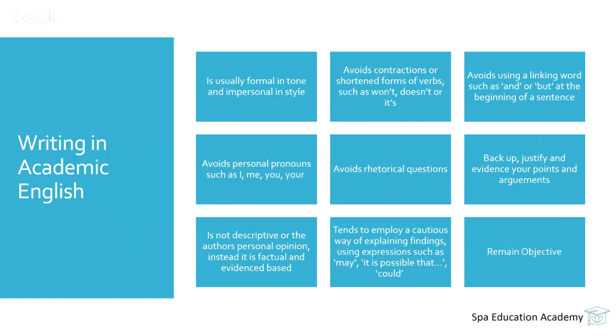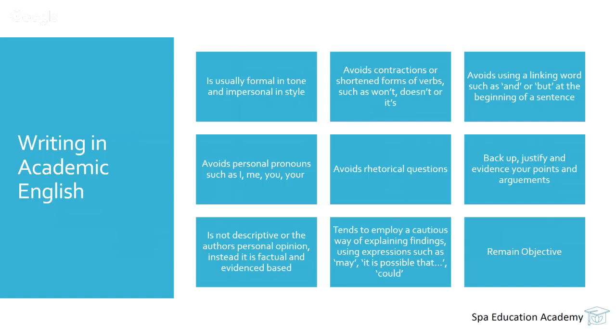Avoid using linking words at the beginning of a sentence. So don't start a sentence with and, but, also. Avoid using personal pronouns such as I, me, you, your. Like I say, write in the third person. Avoid rhetorical questions. So avoid asking questions in your work. You shouldn't be asking questions, you should be answering them, basically. So you should be saying things like, so what is the history of wellness? You don't need to ask rhetorical questions.